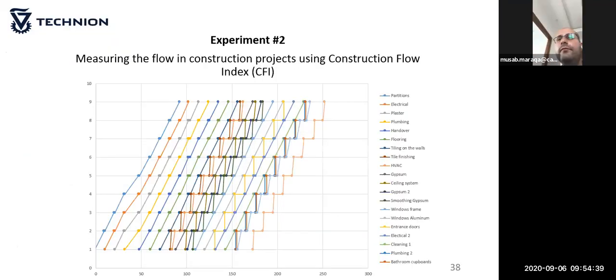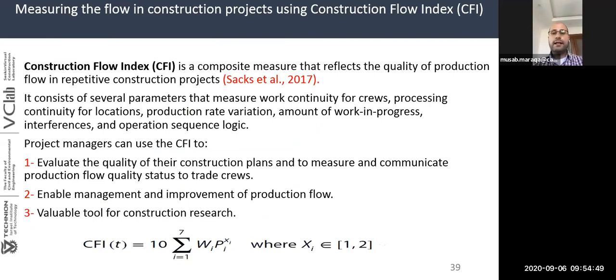Now, the second experiment is measuring the flow in construction projects using the Construction Flow Index, the CFI. The Construction Flow Index is a composite that measures and reflects the quality of a production flow in repetitive construction projects. It consists of several parameters that measure work continuity for crews, continuity for locations, production variation, and amount of work in progress. It has a lot of benefits. It can help project managers evaluate the quality of their production plans, and enable management and improvement of production flow. Also, it's a valuable tool for construction research. We use this equation to calculate the Construction Flow Index.